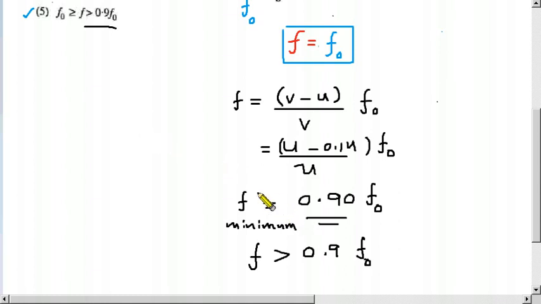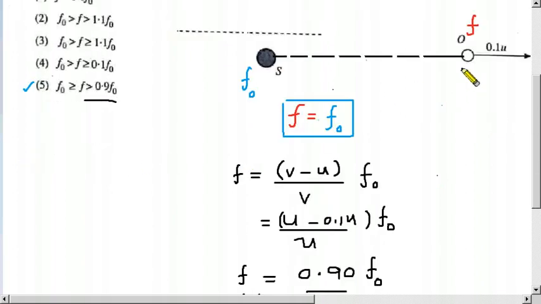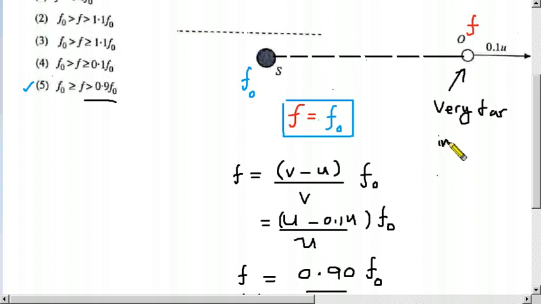Why we don't get equal? Why can't we write equal here? Because this one is very far, I said. Very far means if it is only very far, we can neglect this length, this distance. This distance we can neglect only if it is at very far. Very far means infinity.